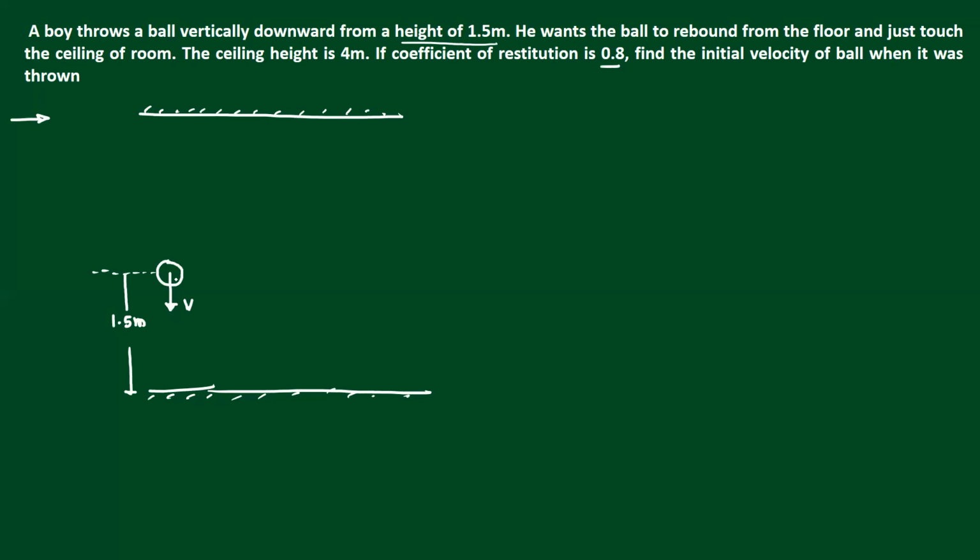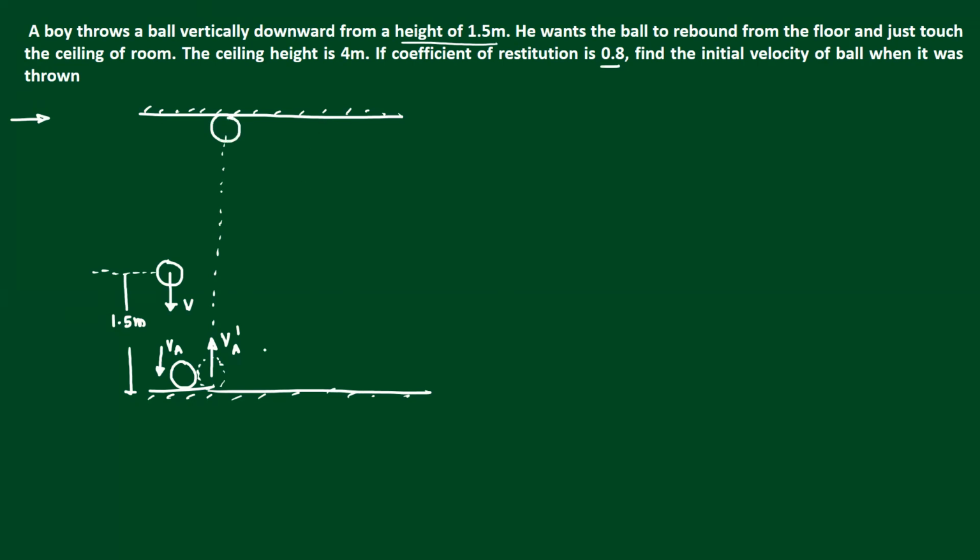Okay, so from this, with the velocity v, the ball will impact the ground and then it will start moving again in the upward direction. Just before the impact, the velocity of the ball we can assume as va, and just after the impact, the velocity is va dash. With the velocity va dash, the ball will start moving in the upward direction and it should reach up to the ceiling.